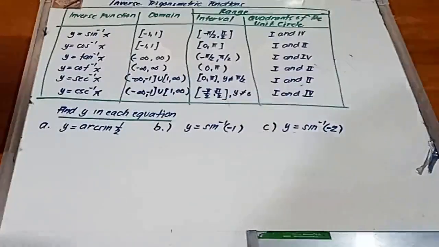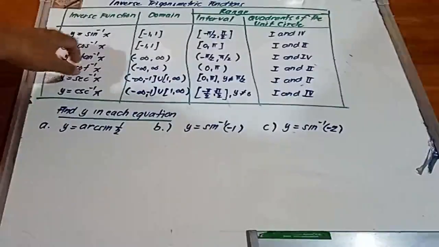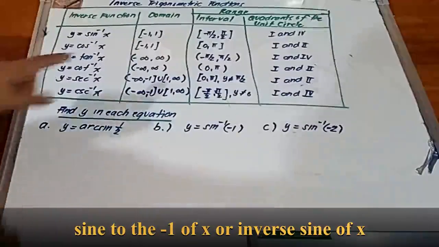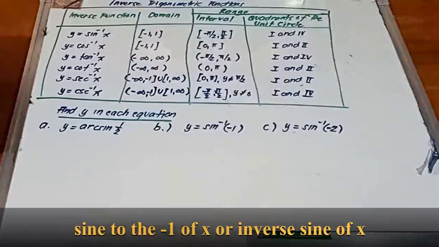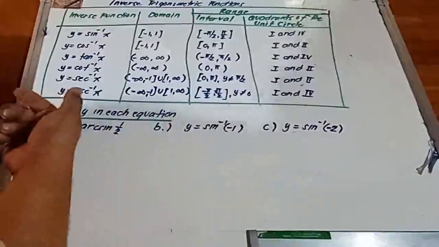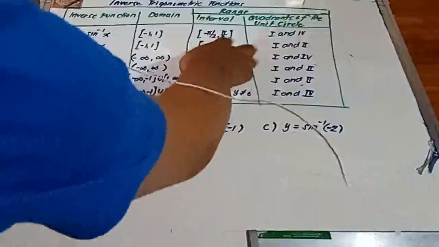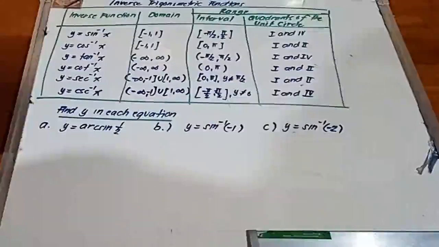Okay? So for the inverse function of sine, written as y equals sine to the negative 1 of x, ang domain niya is just from negative 1 to 1. Okay? At ang interval niya is from negative pi over 2 to pi over 2. And quadrants of the unit circle, mapapansin natin, yung negative pi over 2, located yon from 0 to negative pi over 2, fourth quadrant. And from 0 to pi over 2, that is first quadrant. Kaya yung quadrants of the unit circle of this range is first and fourth quadrant only.